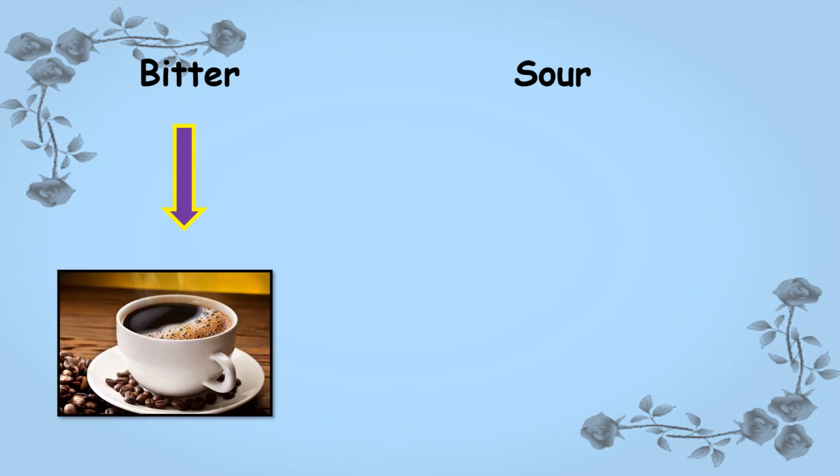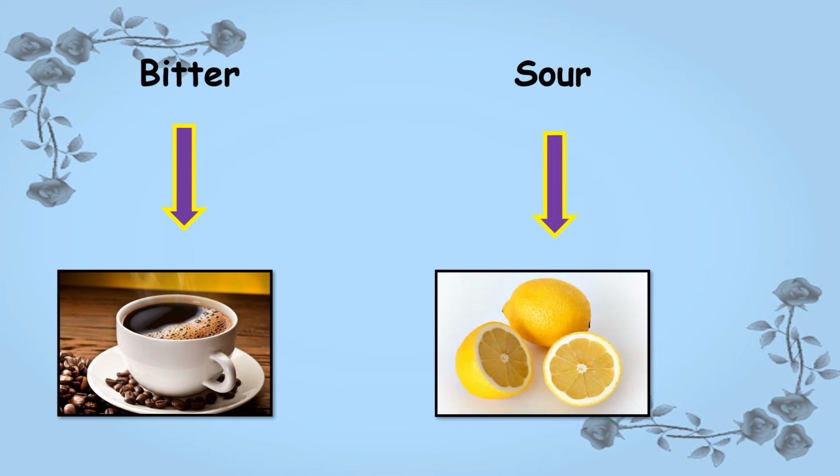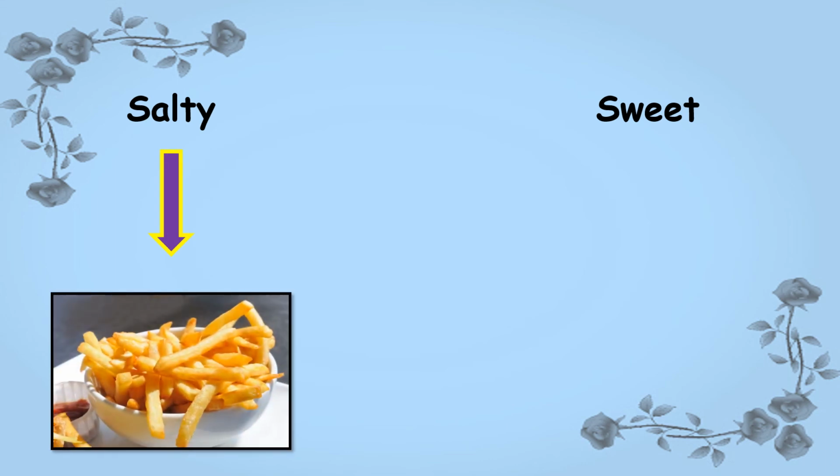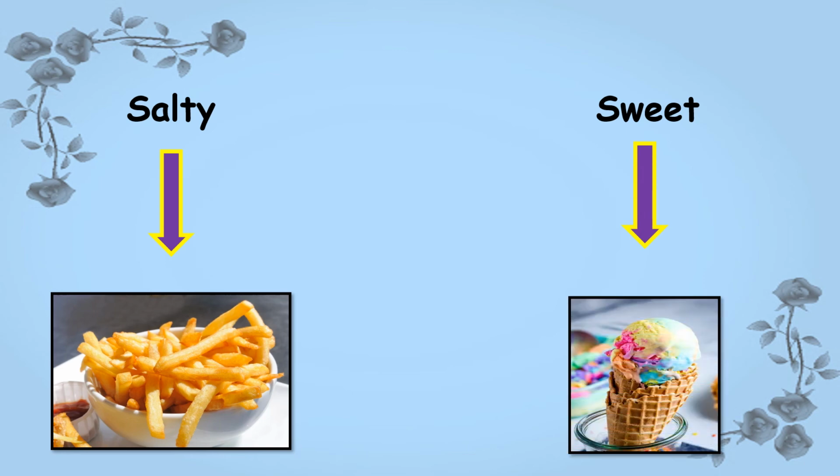So now we are going to see what foods taste bitter and sour. The black coffee tastes bitter and lemon tastes sour. Let's see what about salty and sweet. What is this, children? Yes, French fries. It is salty. And what about this one? Yes, you are right. It is ice cream. It tastes sweet.